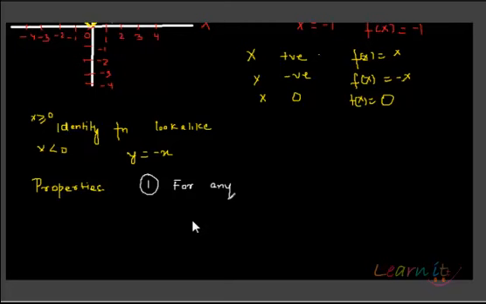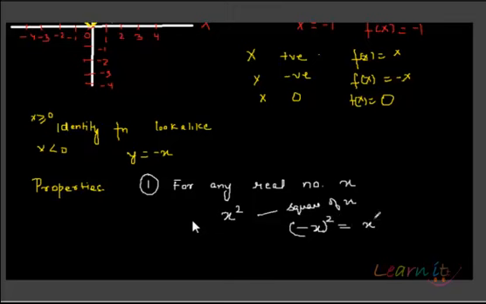Whenever, just think, for any real number, the square of a real number is always positive, right? Even if you square minus x, you get positive x square. Even if you square x, you get positive x square. So you square minus x or x, you get x square, which is a positive number.